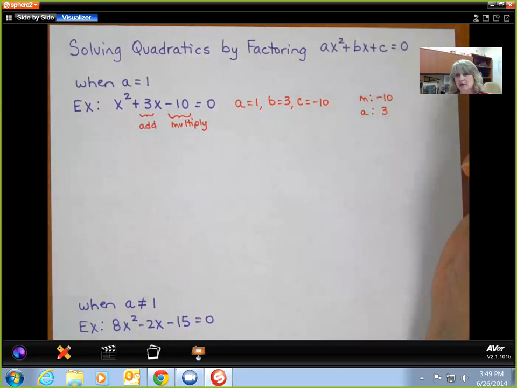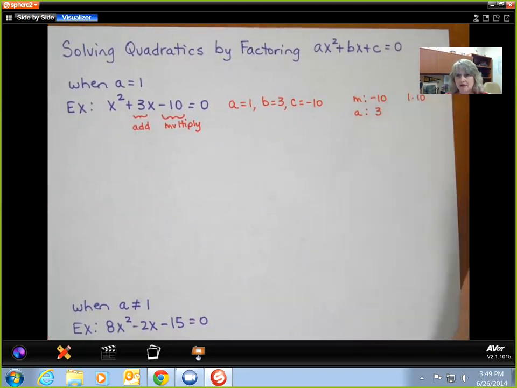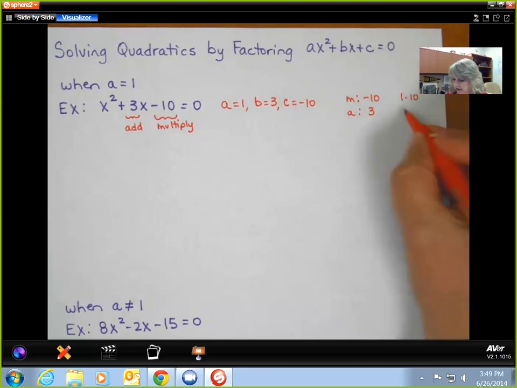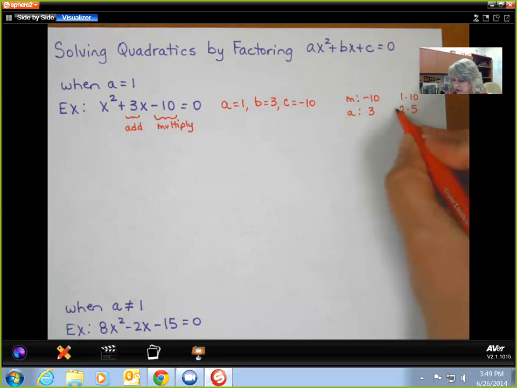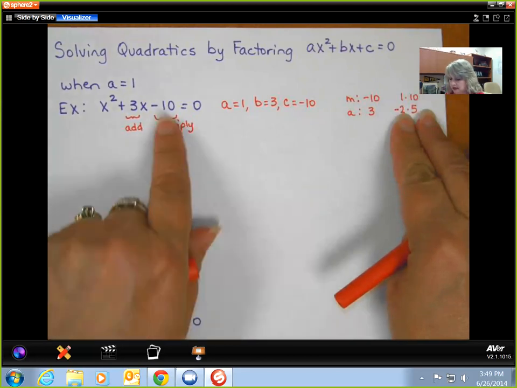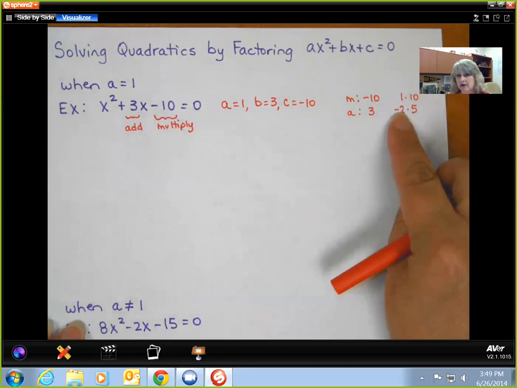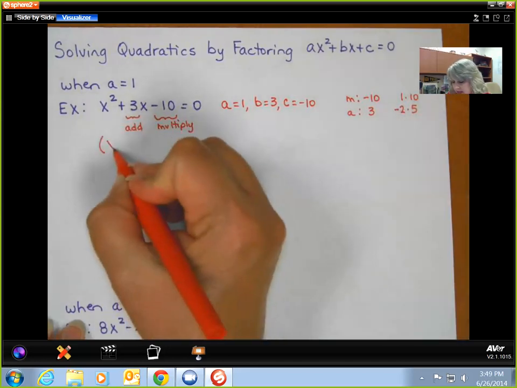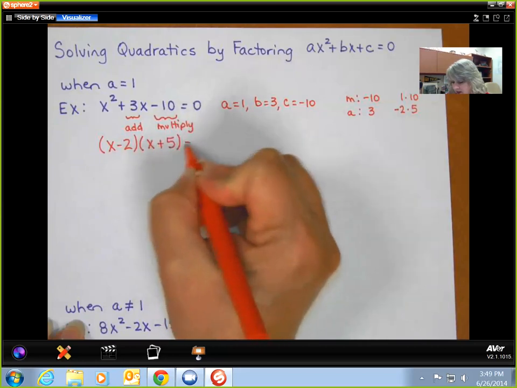If you think about all the numbers that multiply to be negative 10, of course you have 1 and 10, where one's positive and one is negative. You also have 2 and 5. Again, one's got to be positive, one's got to be negative. So we could use a negative 2 and a positive 5, because they're going to multiply to be negative 10 and they're going to add up to be positive 3. So this is going to factor with the negative 2 and the 5. It just becomes x minus 2 times x plus 5 equals 0.